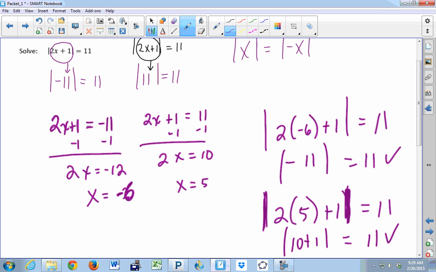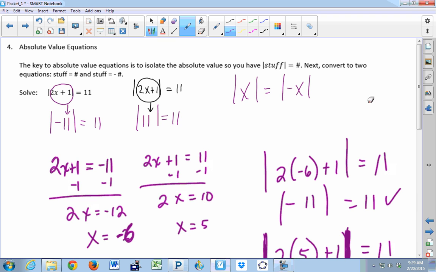And that works, okay? So all you have to do, the only sign you change, never mess around with the 2x plus 1, never change that. You're just pulling it out and you're setting it equal to either a positive 11 or a negative 11. That's all you do. So you don't have to worry about distributing negative signs through there or any of that stuff. Keep it nice and simple.